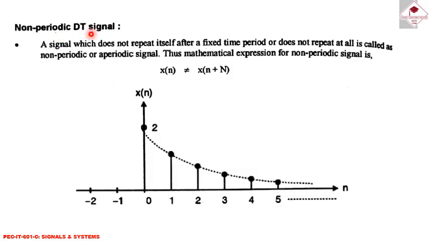Non-periodic discrete time signal: a signal which does not repeat itself after a fixed time period, or does not repeat at all, is called a non-periodic or aperiodic signal. Thus, the mathematical expression for a non-periodic signal is x[n] is not equal to x[n plus capital N], and this is the graphical representation.